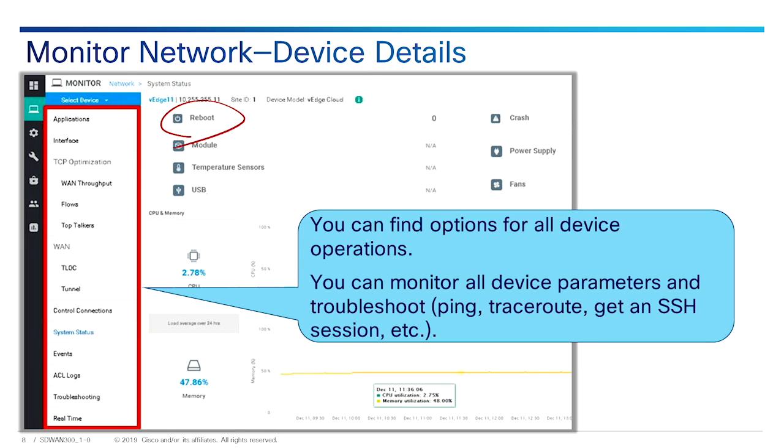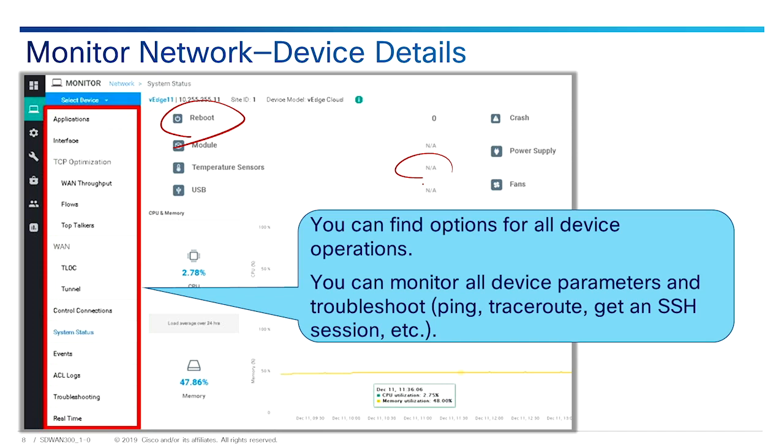And from here, we can also reboot it. We can see what the temperature sensors are if they were enabled. Basically, we can see the load, the temperature, number of reboots, and many more operational parameters. You can use these options on the left to view details. You can check all control connections, active tunnels, throughput, and so forth.